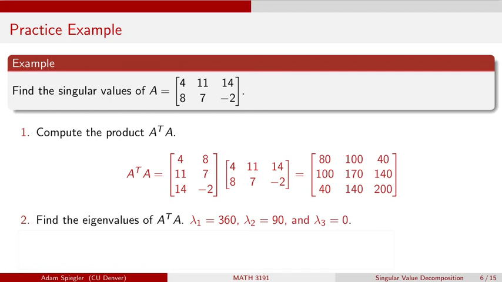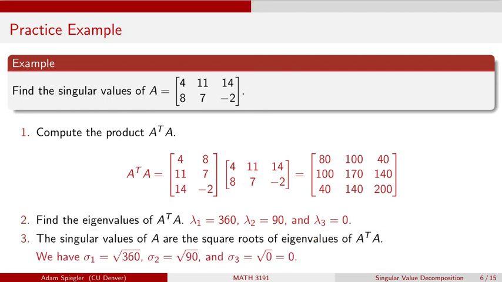So then the singular values are defined to be the square roots of each of these eigenvalues. So the first singular value for A would be the square root of 360. The next one is the square root of the next largest eigenvalue, so that would be the square root of 90. And then the third and final singular value is the square root of the smallest eigenvalue, which was 0. So the third singular value for matrix A is 0. So matrix A has 3 singular values: the square root of 360, the square root of 90, and 0.